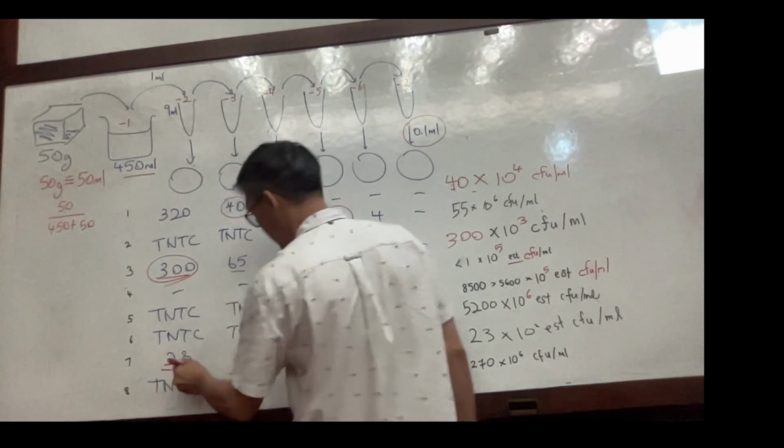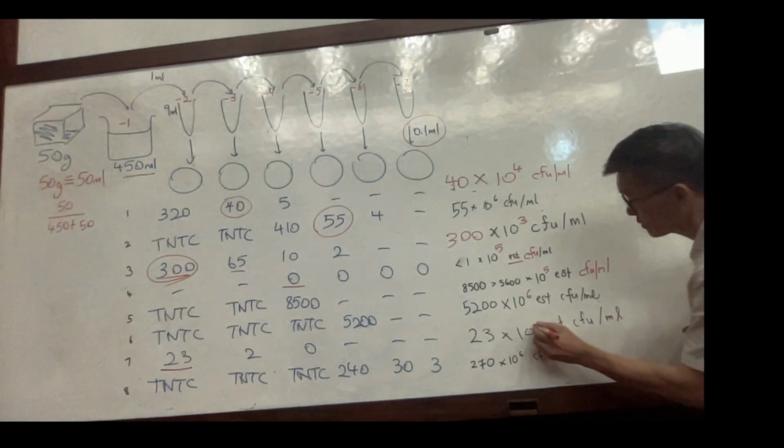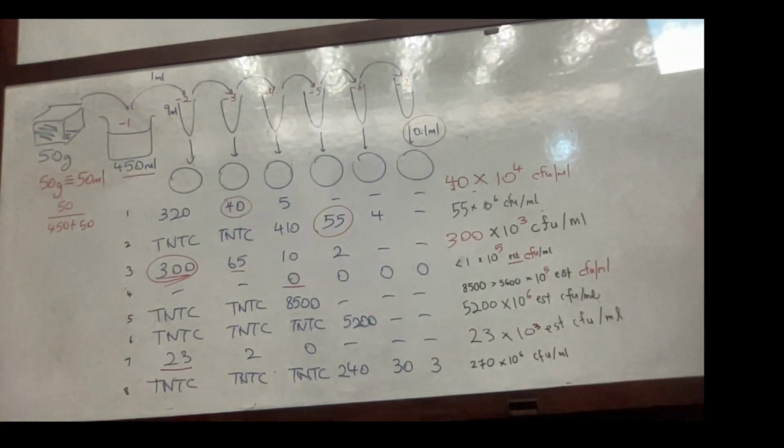This one, everything is below the range, but this is the nearest, so 23 times 10 power 2. But because this is spread plating, power 3.